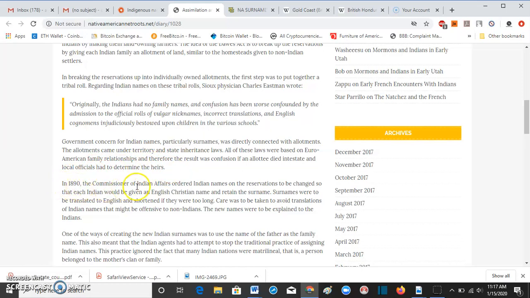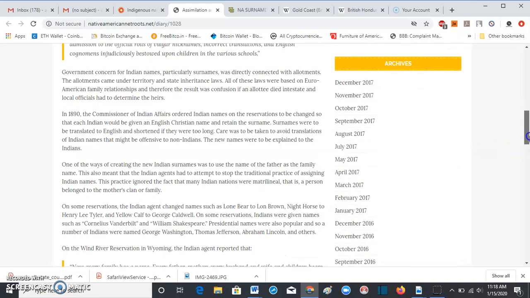In 1890, the Commissioner of Indian Affairs ordered Indian names on the reservation to be changed so that each Indian would be given an English Christian name and retain the surname. Surnames were to be translated to English and shortened if they were too long. Care was to be taken to avoid translation of Indian names that might be offensive to non-Indians. New names were to be explained to the Indians. So these names are given.